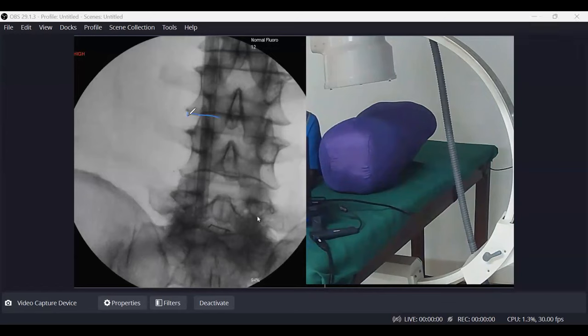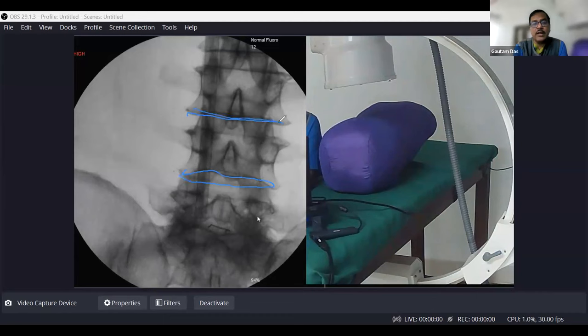Here you see what is the difference between this end plate and this end plate. This end plate has two lines. This end plate has one line. This end plate also has two lines, but they are overlapped so much that you cannot understand anything. Can we appreciate that this level has one line, this level has two lines? Why? Because at this level, the C-arm beam is falling perpendicular to the end plate, so the anterior border and the posterior border of the vertebral end plates are seen as a single line. Whereas here it is not falling perpendicular, that's why it is not looking like a single line. Here it is a single line, here it is a double line.